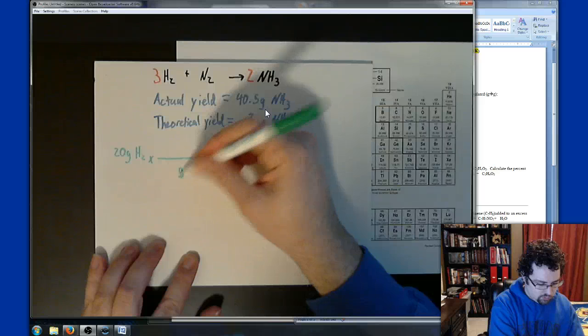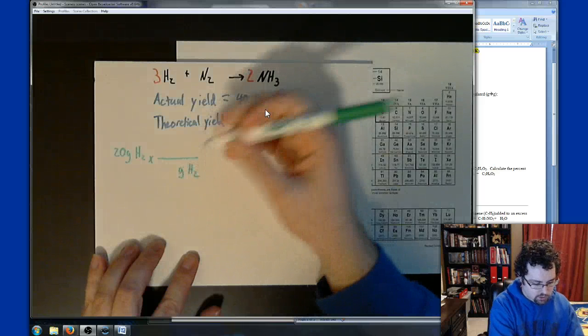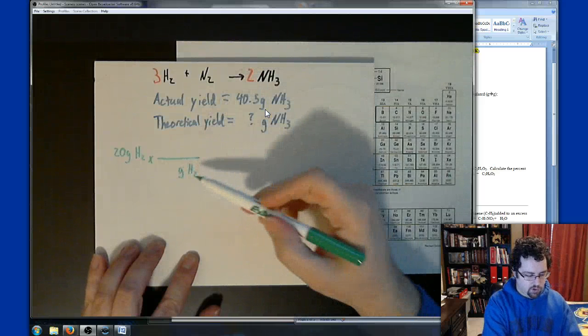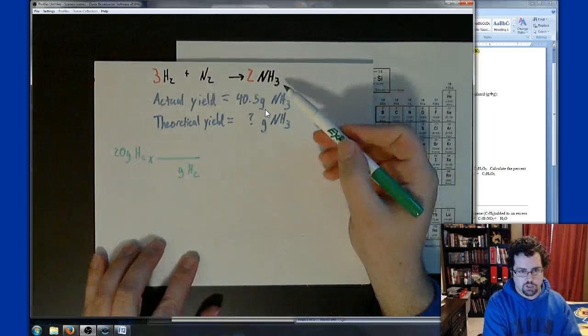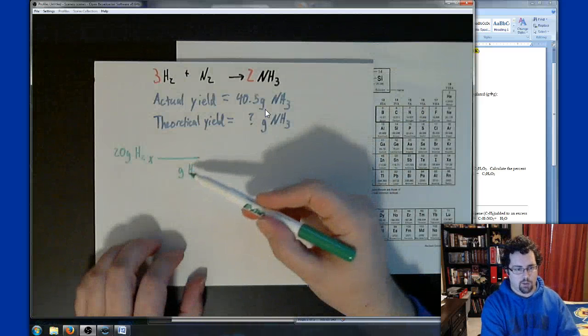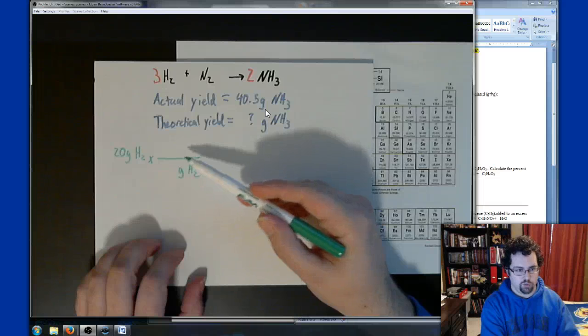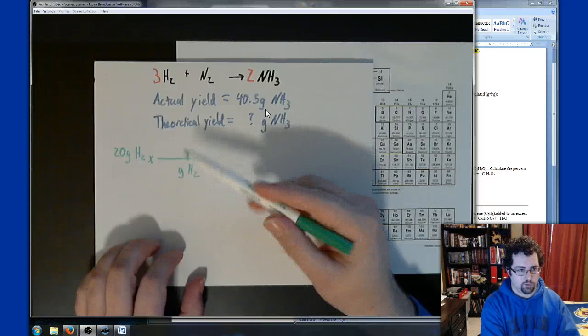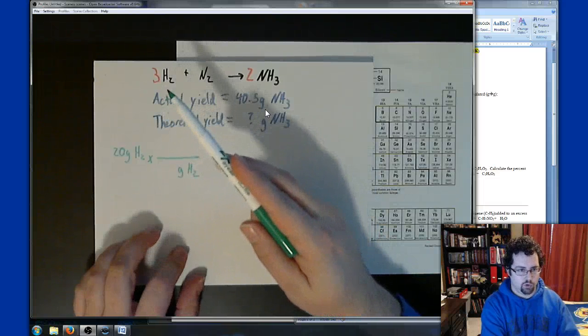So I know I'm going to go to grams of H2 right here. Now I can't go straight from grams of H2 to grams of NH3. You can only change from grams of a certain chemical to moles of that same chemical. So I'm going to go from grams of H2 to moles of H2.